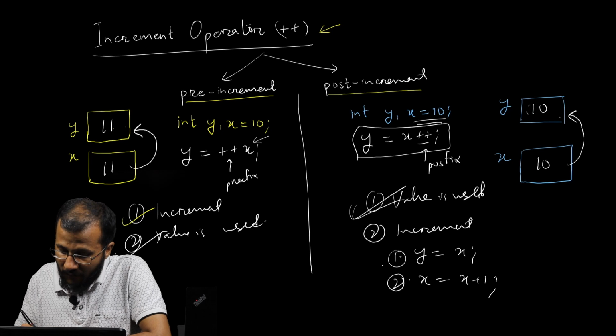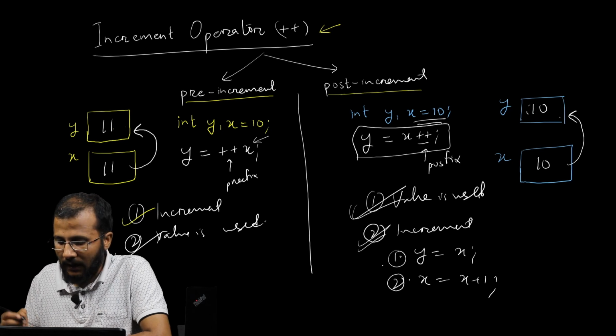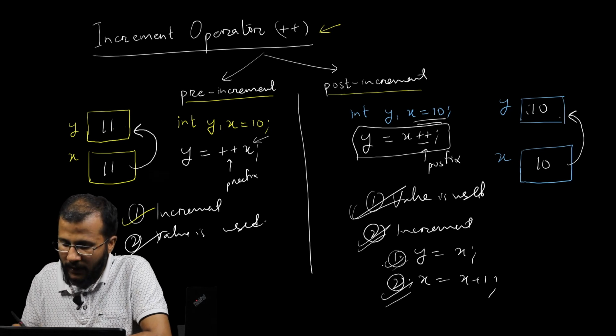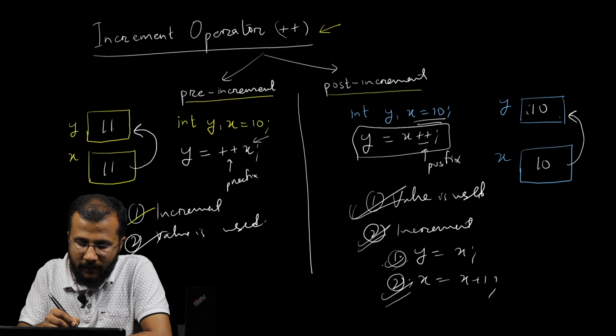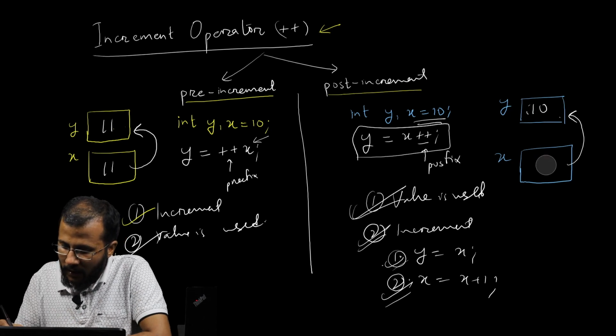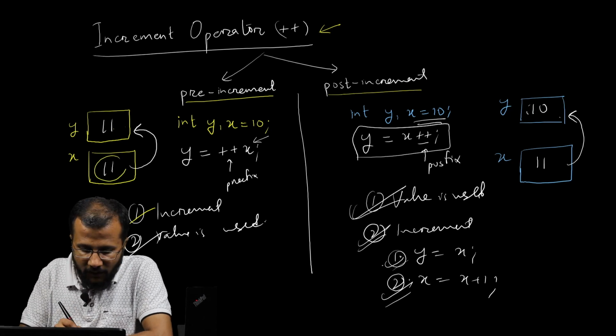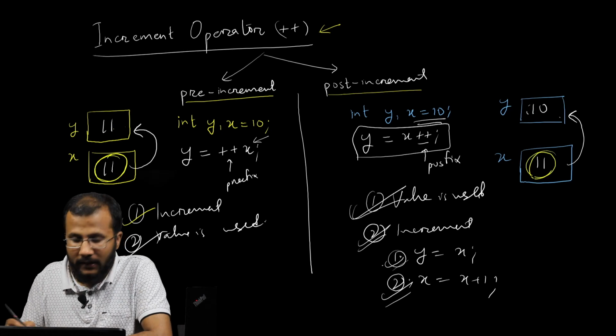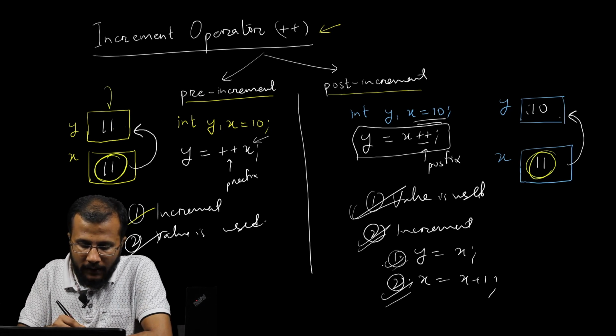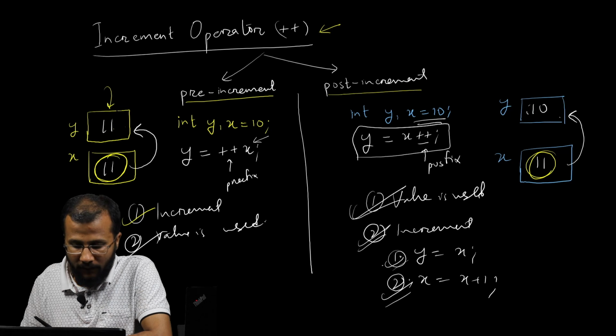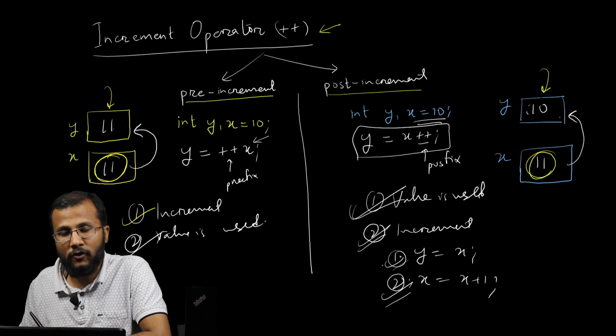And what happens is, after this, the increment is done. So now x equals x plus 1 is done and x will be incremented by 1. So 10 now becomes 11. Finally, the value of x is 11 in both cases, but the value of y in the first case remains 11 and in the second case it remains 10.